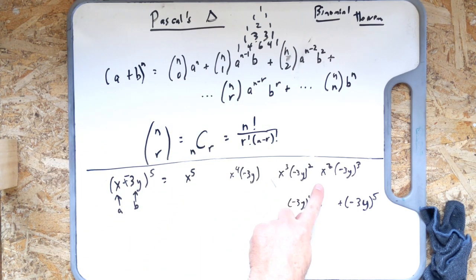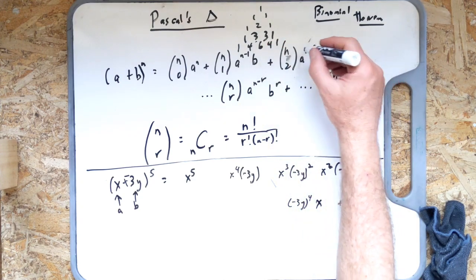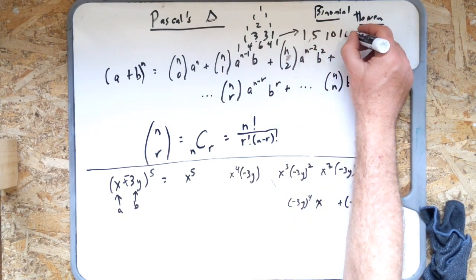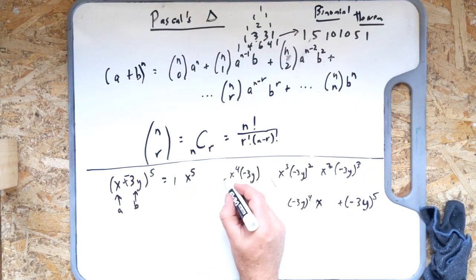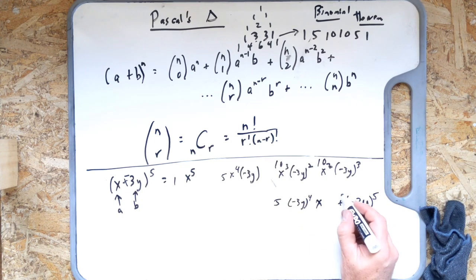Notice I put negative 3y every time, not y and the 3 outside. You have to make, for example, in this term, you've got to square both the negative 3 and the y. Okay, and now I'm going to put my Pascal's triangle numbers in, which I've run out of room here. So just put another line on here, 1, 5, 10, 10, 5, 1. There we go.